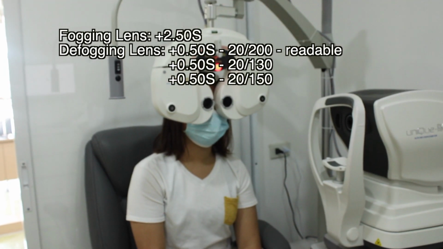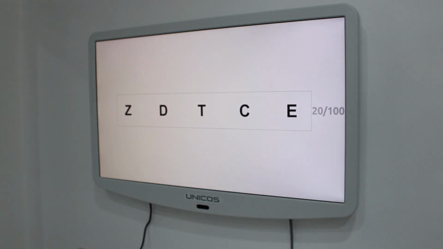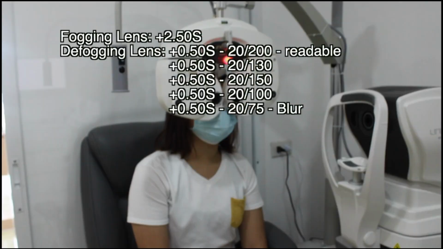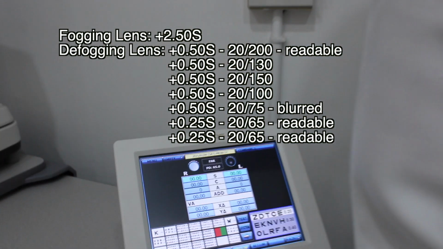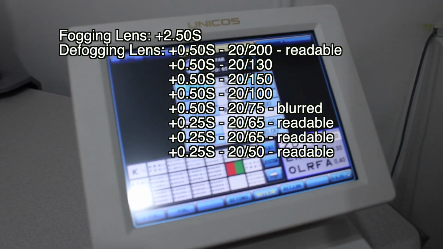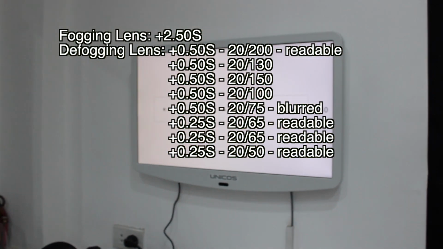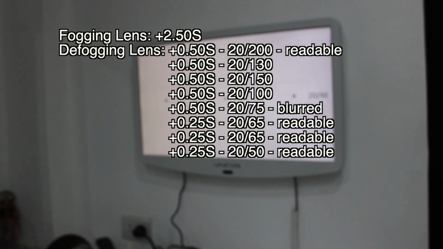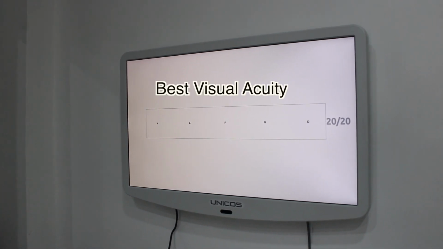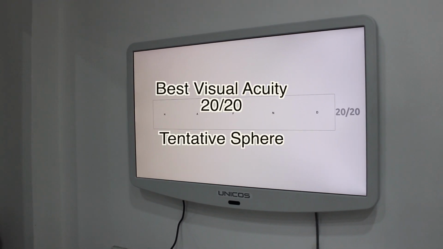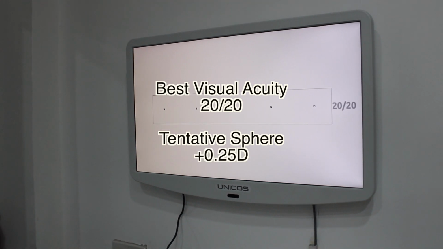The examiner will now start to introduce a smaller target. The patient has difficulty in reading the 20/75 line with a +0.50 sphere lens. From a +0.50 sphere lens, the examiner reduces the lens power by a quarter diopter, leaving a +0.25 sphere lens. How about this? Clear. The patient's best visual acuity is 20/20 with a tentative sphere of +0.25 diopter.